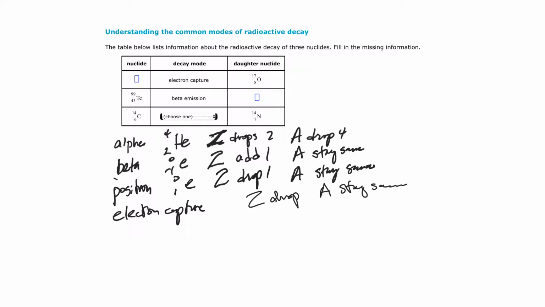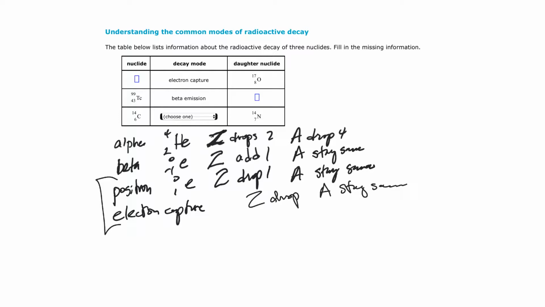Now, if you look, for both of these, Z drops by 1 and A stays the same. Electron capture, you've got an electron on the left. And positron emission, you have a positron on the right. You're emitting a positron. So the accounting works the same. If you add a positive in the products, then your Z is going to go down by 1, or your original has to go down by 1. We'll just do this together, okay?